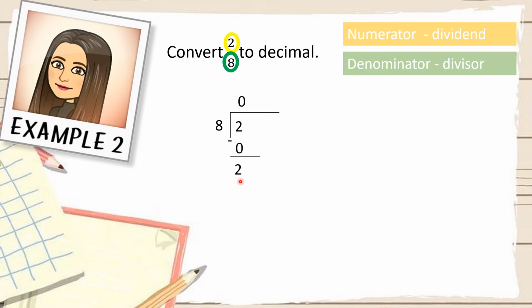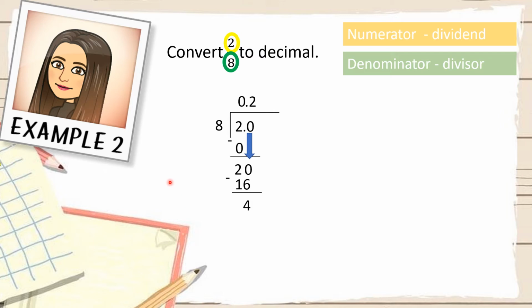So since 2 divides 8, again, cannot be, so we add 0 again. So what will you do to 0? You have to bring it down. So bring down 0, we will have here now 20. So 20 divided by 8 will give you 2. Then 2 multiplied by 8 will give you 16. So 20 minus 16 is equal to 4.